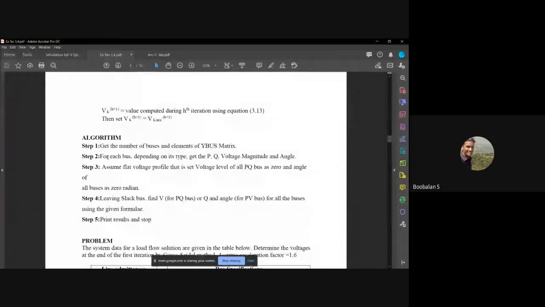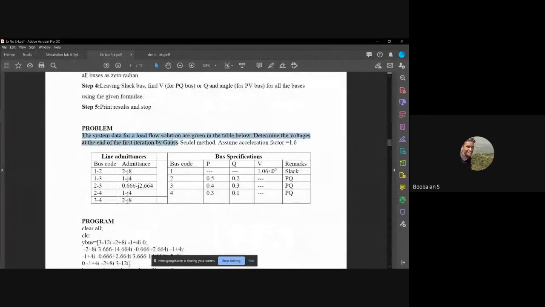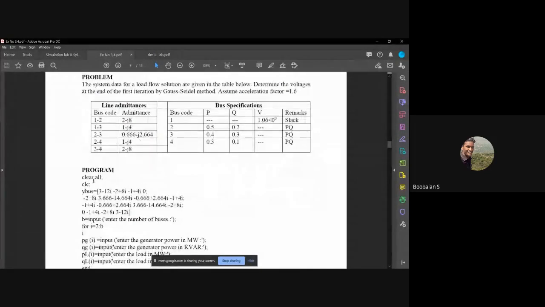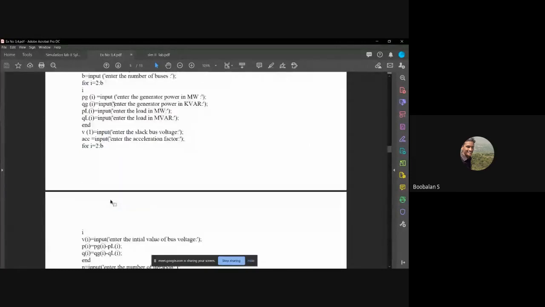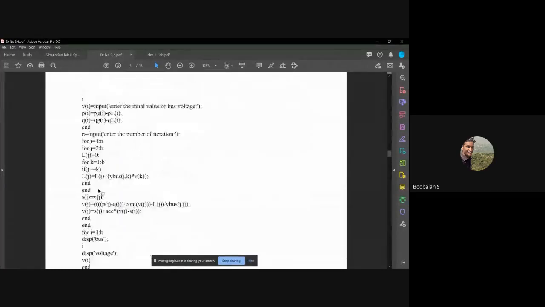No issue. This is a set of algorithm steps we're going to follow, and we need to form a Y-bus matrix. From the matrix, we are going to calculate the entire thing, right? These are the sum of a given problem. From this problem alone, we are going to work. This is the exact program we're going to use in our MATLAB. We'll see one by one. It will be around 30 lines. It will be very easy.